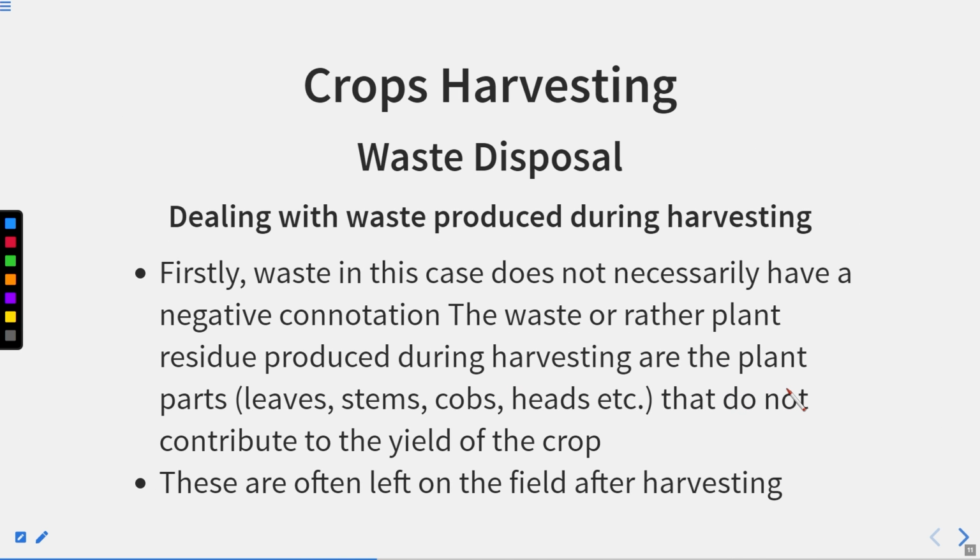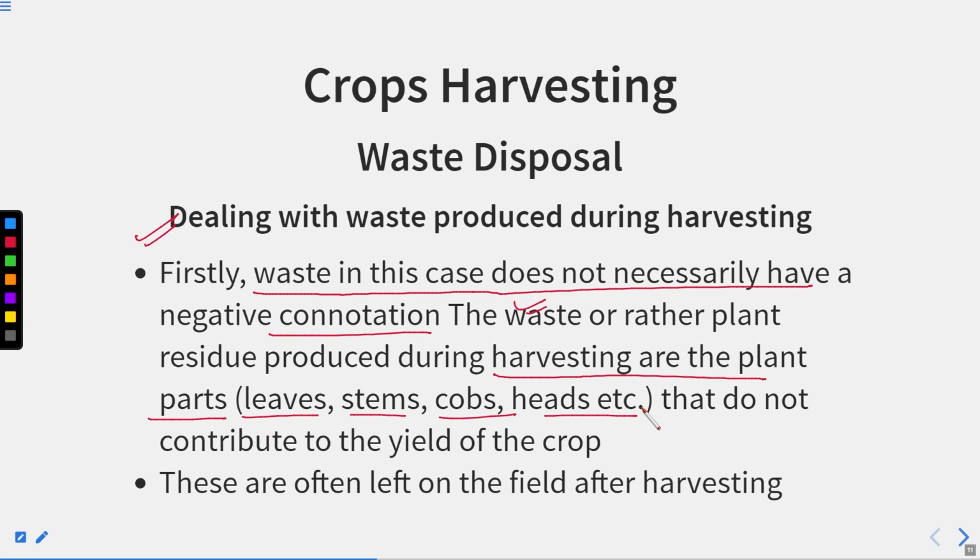Dealing with waste produced during the harvesting. So, how do we deal with that? Firstly, waste in this case does not necessarily have a negative connotation. The waste, or rather plant residue, produced during harvesting is plant parts such as leaves, stem, cobs, heads, etc., that do not contribute to the yield of the crop. These are often left on the field after the harvest. Generally, the leaves, stem, cobs, and heads are left in the field as they are.